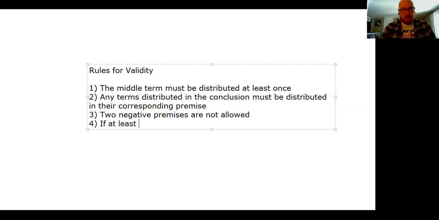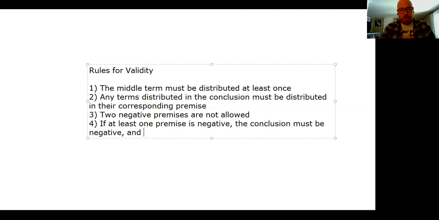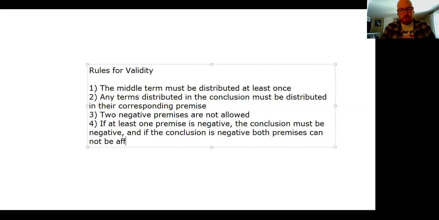Okay. If at least one premise is negative, the conclusion must be negative. And if the conclusion is negative, both premises cannot be affirmative. So a negative premise requires a negative conclusion, and a negative conclusion requires at least one negative premise. Now, but keep in mind, both premises cannot be negative. So if at least one premise is negative, the conclusion must be negative, and if the conclusion is negative, then exactly one of the premises needs to be negative.